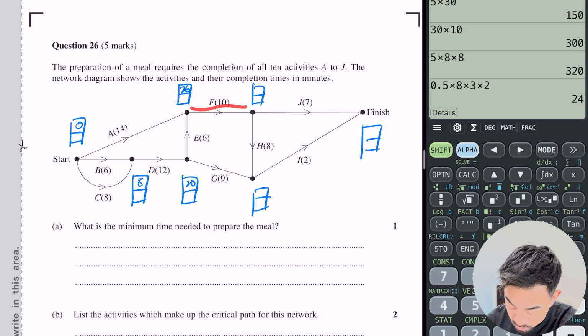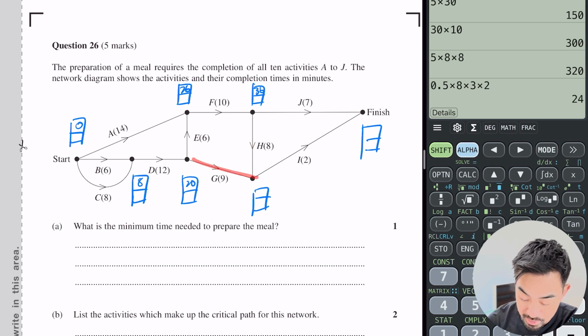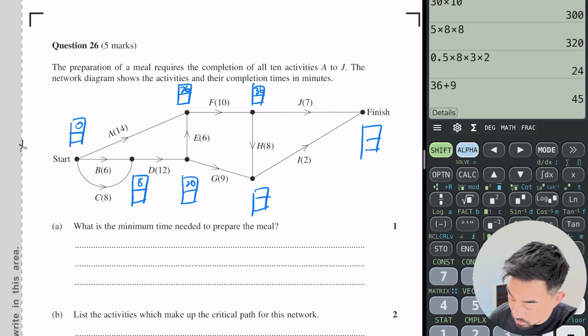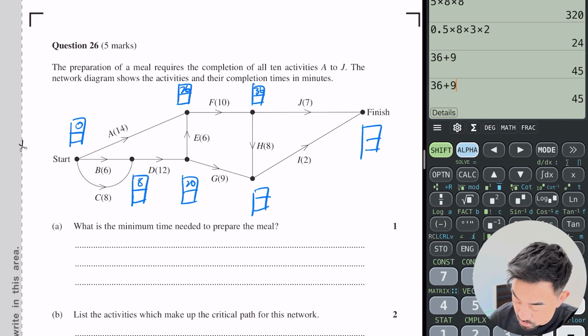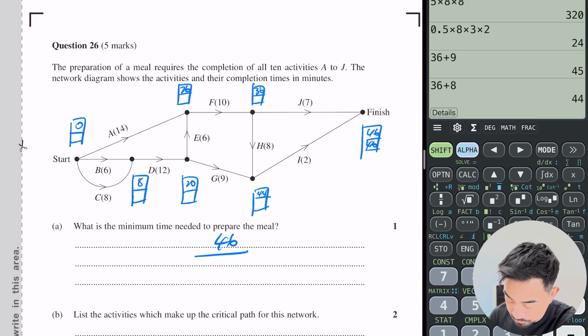Over here, that's going to be 26 plus 10, that's 36. Going down here, you've got 36 plus 8 or 20 plus 9, so that's 36 plus 8. What's that? 48? Nope, 44, I should say. And then the last one, you've got 44 plus 2 or 36 plus 7, so that's going to be 44 plus 2. That's 46. Okay, so the minimum completion time is 46 minutes.